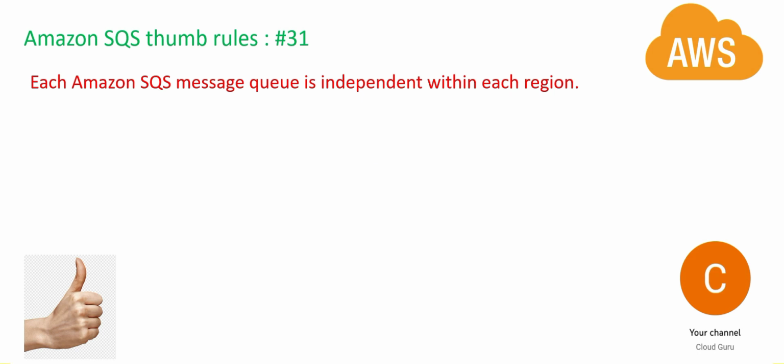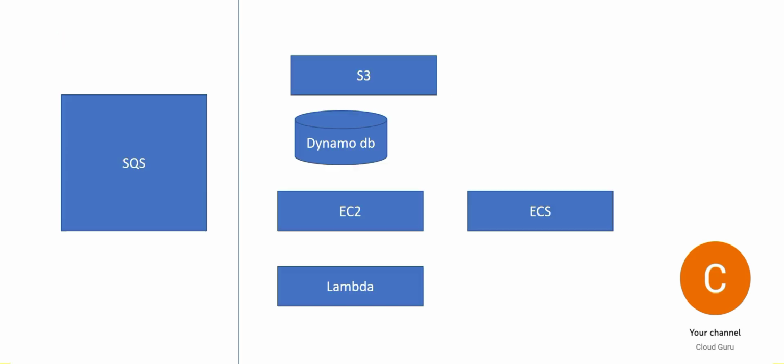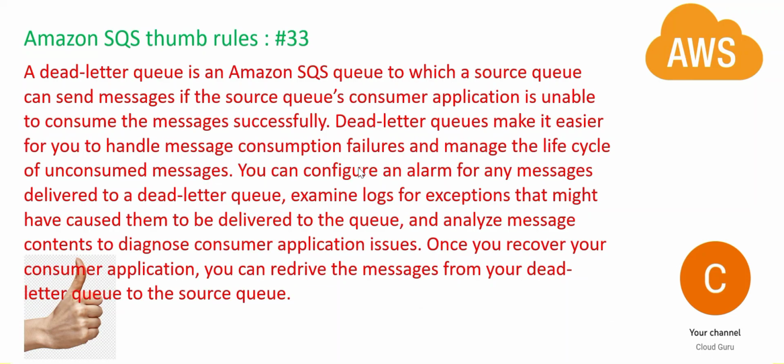See, in a single region, there are no charges for data transfer between SQS and the services it works with. There are no data transfer charges within a region. Okay, so that's the beauty. You can save costs. And this rule talks about dead letter queues. What is a dead letter queue and how does the processing happen? You can understand this from a processing standpoint because this is relevant in the exam.